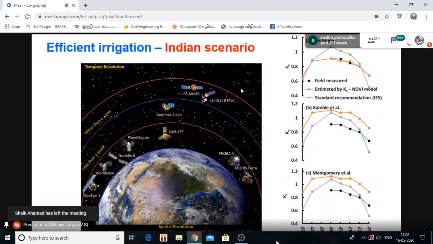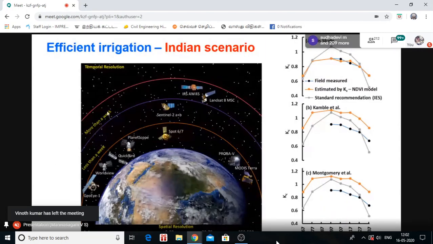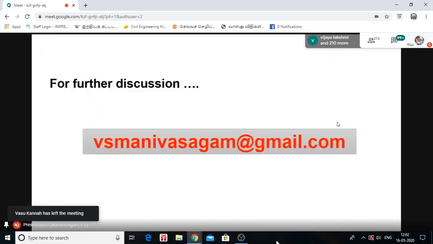So right now in India, we have two challenges. The Indian satellites have moderate spatial resolution as well as moderate temporal resolution. So we need to have better resolution images. On the other hand, as I said, we need field verified models. All the existing models tend to irrigate more quantity. Similarly, we can't use the global models because we need regional models to improve the irrigation efficiency. That's it.